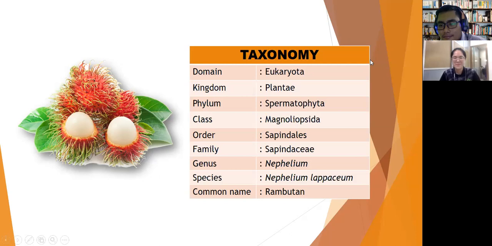This is the taxonomy for the rambutan. The phylum of the rambutan is Spermatophyta, the class is Magnoliopsida, and the order for the rambutan is Sapindales, and rambutan is under the family of Sapindaceae. And the scientific name of the rambutan is Nephelium lappaceum.